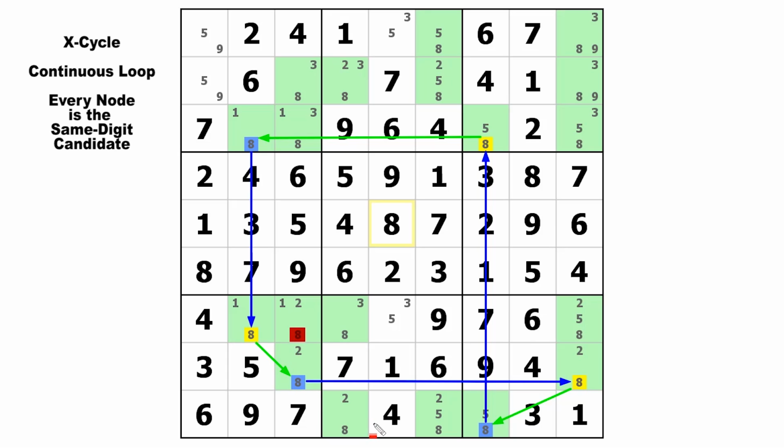That must be false. And likewise, in block 9, we have a weak link between these 2 8s in that block, so that means this 8 has to be false, because either the blue 8 is true or the yellow 8 is true. And then up here in row 3, we have a weak link between these 2 8s, and so any other 8 in that house, that row, can be eliminated as false, and there are 2 of them. There's one here, and there's one here. Got it? All right, now let's take a look at a continuous loop that uses different digit candidates.